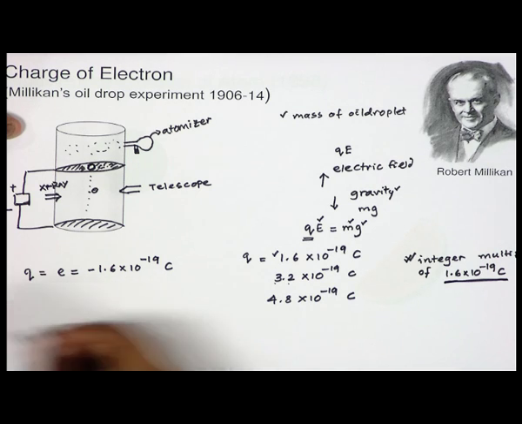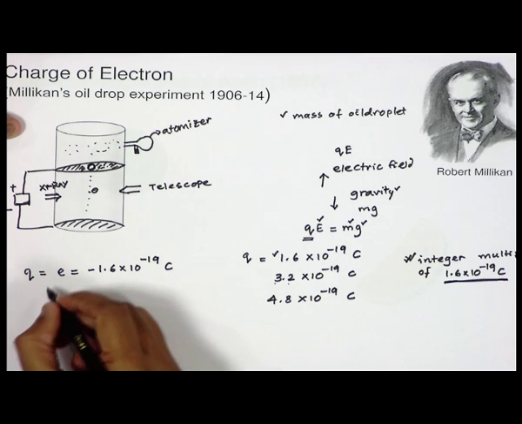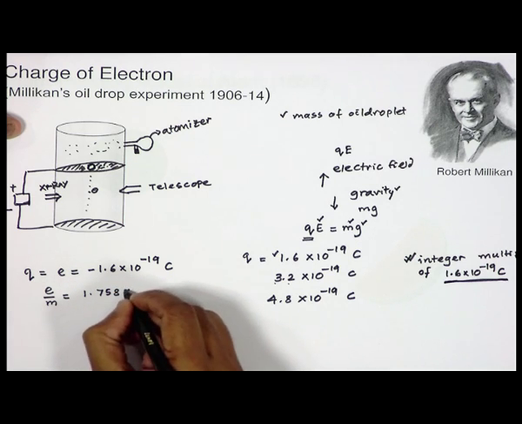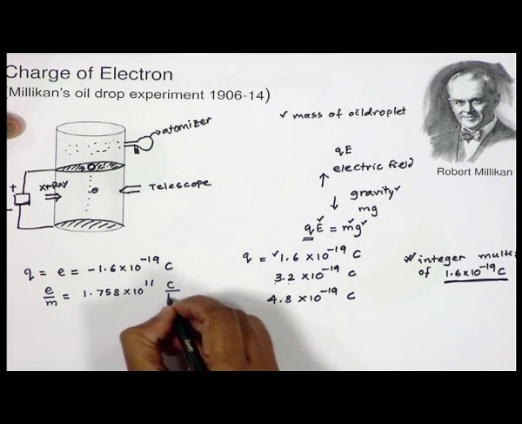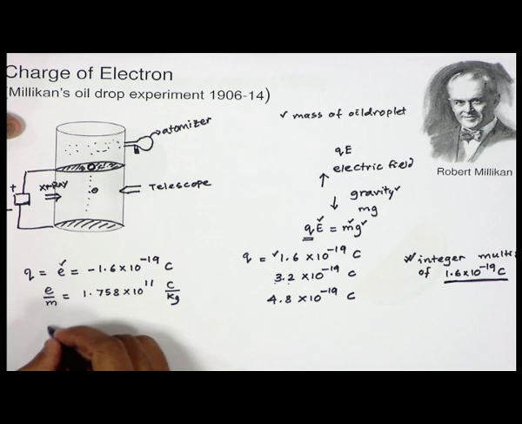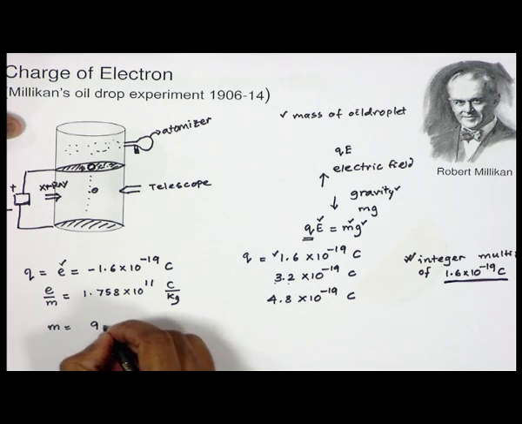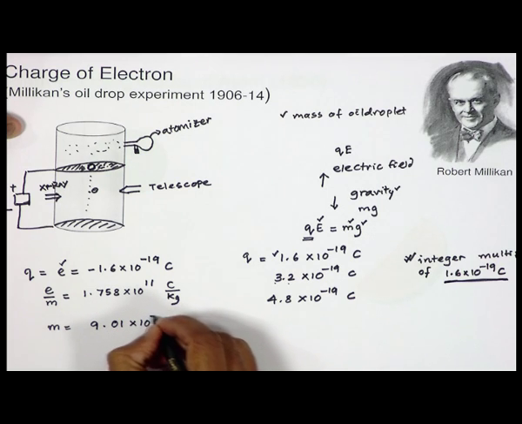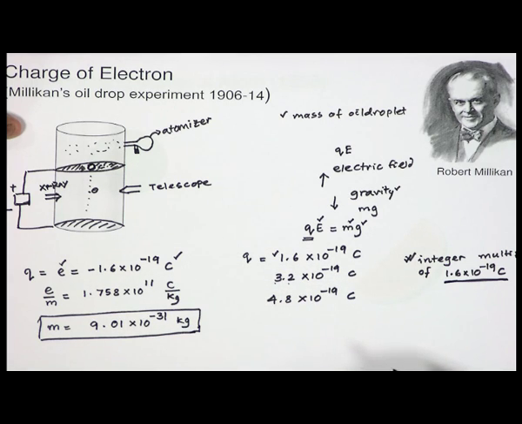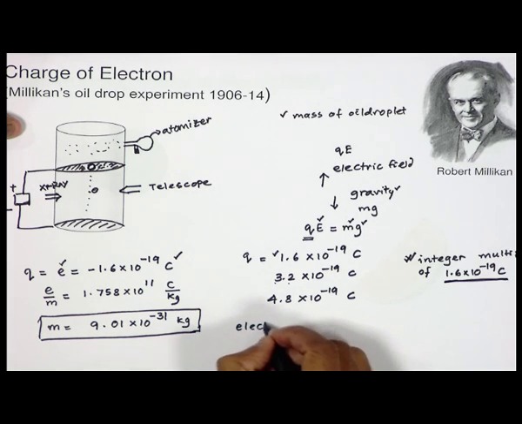From the previous experiment, that is the experiment of J.J. Thomson, we had an estimation of e/m as 1.758 x 10^11 coulomb per kilogram. Now, we have an estimation of e, we have an estimation of e/m. From these two, I can get the value of m, which is 9.01 x 10^-31 kilogram, which is now the mass of this fundamental particle, which has a negative charge of 1.6 x 10^-19 coulomb, and this particle we called electron.